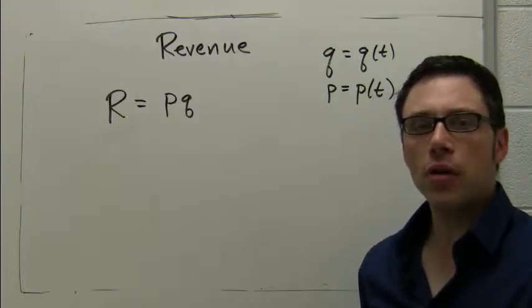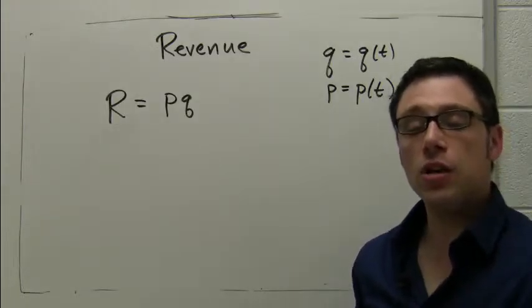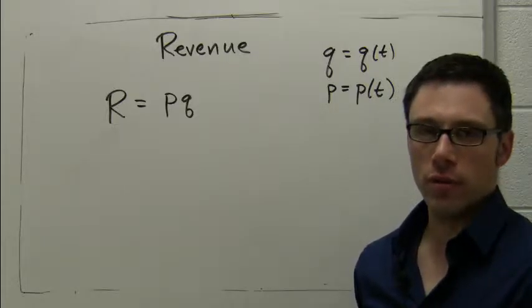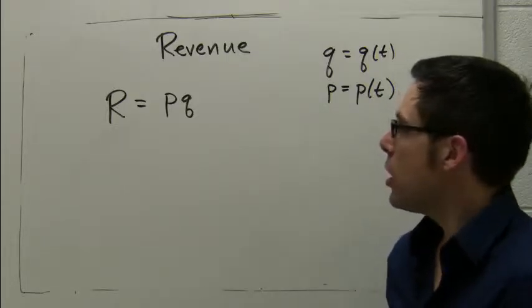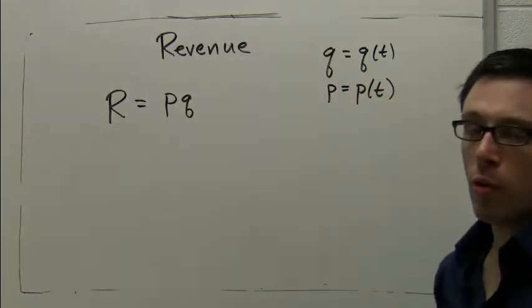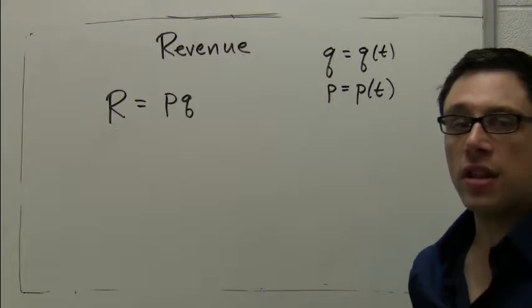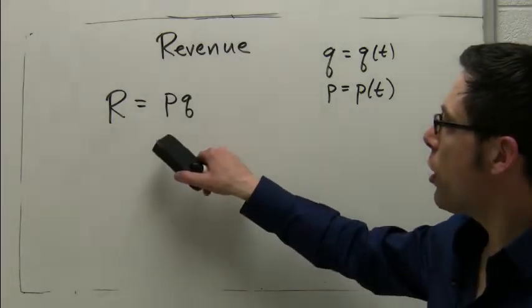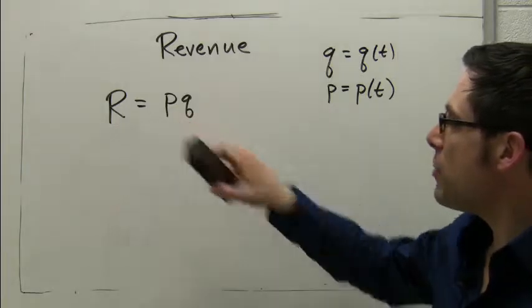Now let's talk about how related rates can be used to determine the behavior of the revenue function. This is just one step further. Again, we know that quantity is a function of time, and price is a function of time. They're both dynamic quantities that change in time. That makes sense. And we know that revenue is a function of price and quantity as P times Q.